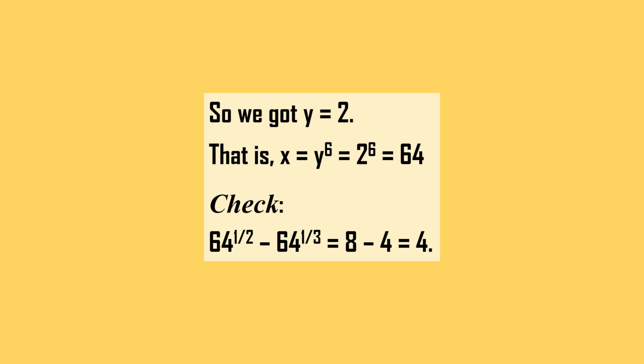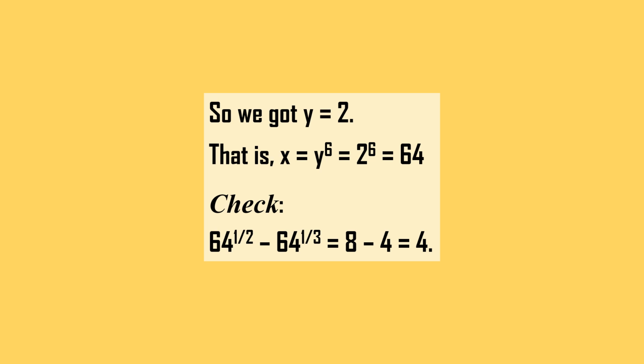The real value was y equal to 2, but y power 6 is x. We suppose that x is equal to y power 6. So if y is equal to 2, then x would be equal to 2 power 6 or 64. So x is equal to 64. You can check. 64 power half, that is square root of 64, 8, minus 64 power 1 by 3, cube root of 64, that is 4. So 8 minus 4 is 4. That means the equation is satisfied. So the value of x is 64.